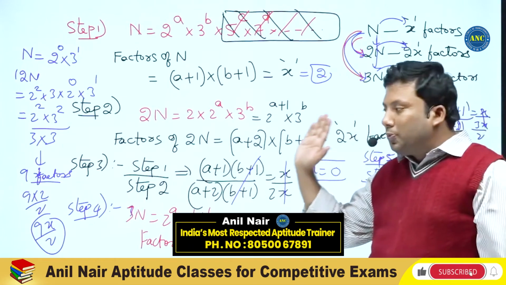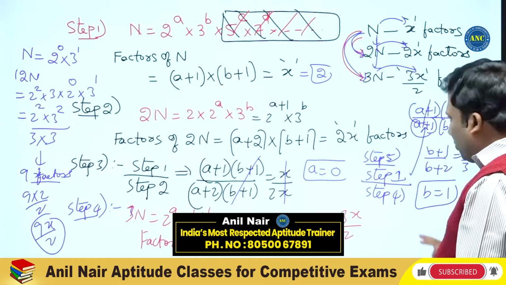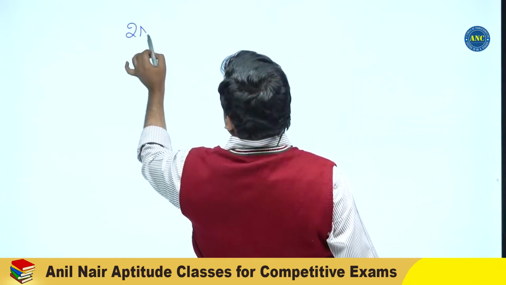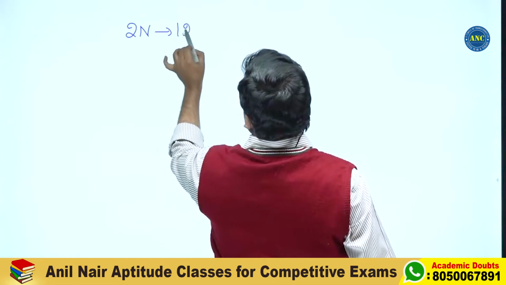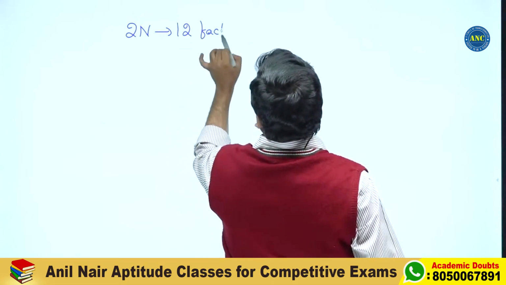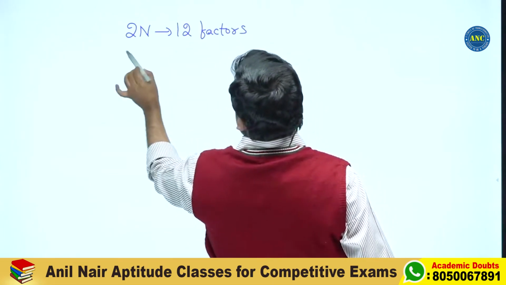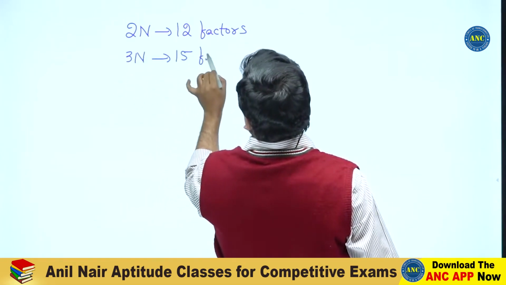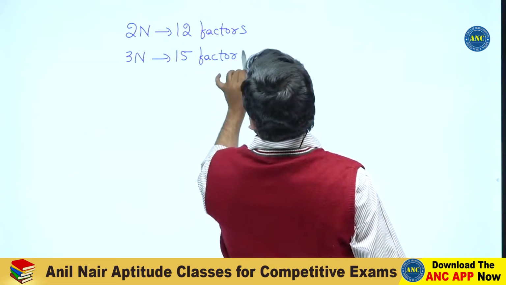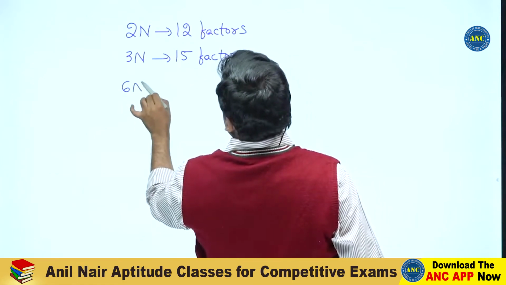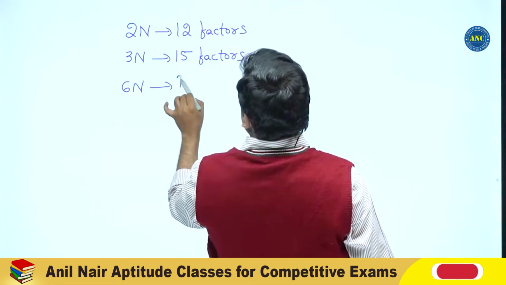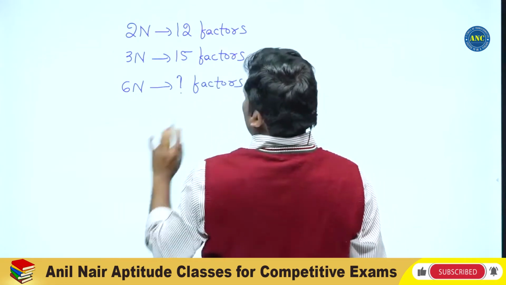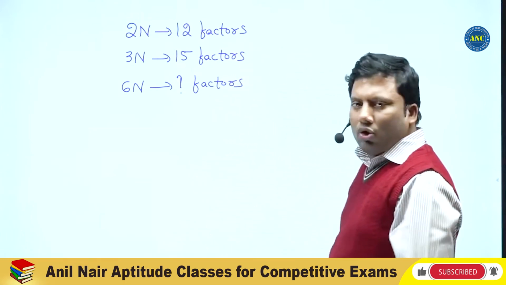Beautiful question. Please put a star mark on this question. What you do is, as a practice, try to solve this question by using the same logic. A natural number n has 12 factors. If I multiply it by 2, it will have 12 factors. If I multiply it by 3, it will have 15 factors. If I multiply it by 6n, how many factors will it have? This is one question where most of the students will take a lot of time, but you know the process.